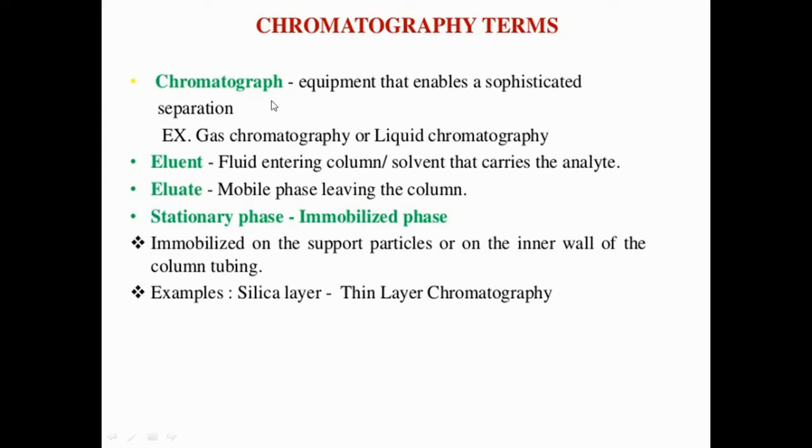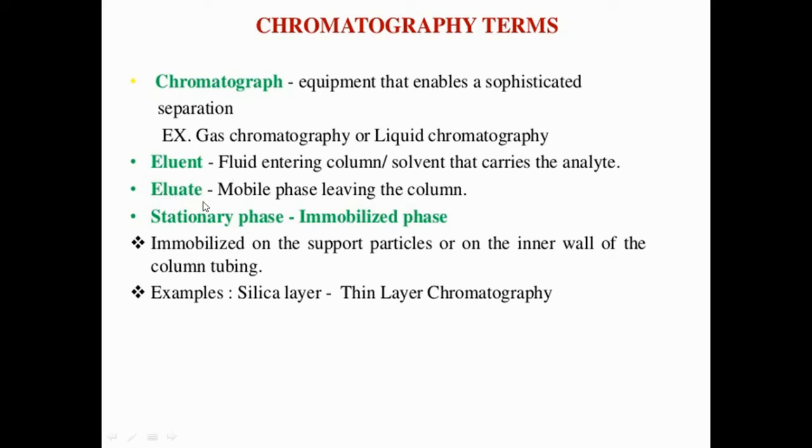First is chromatograph. Chromatograph is nothing but the experiment or the equipment that enables a sophisticated separation. So whatever equipment we take, that is known as a chromatograph. For example, gas chromatography or liquid chromatography. The eluent. Eluent is nothing but the solvent. So generally we take the solvent as the mobile phase in column chromatography. There we call the solvent we are taking the eluent, because it reacts with the analytes.